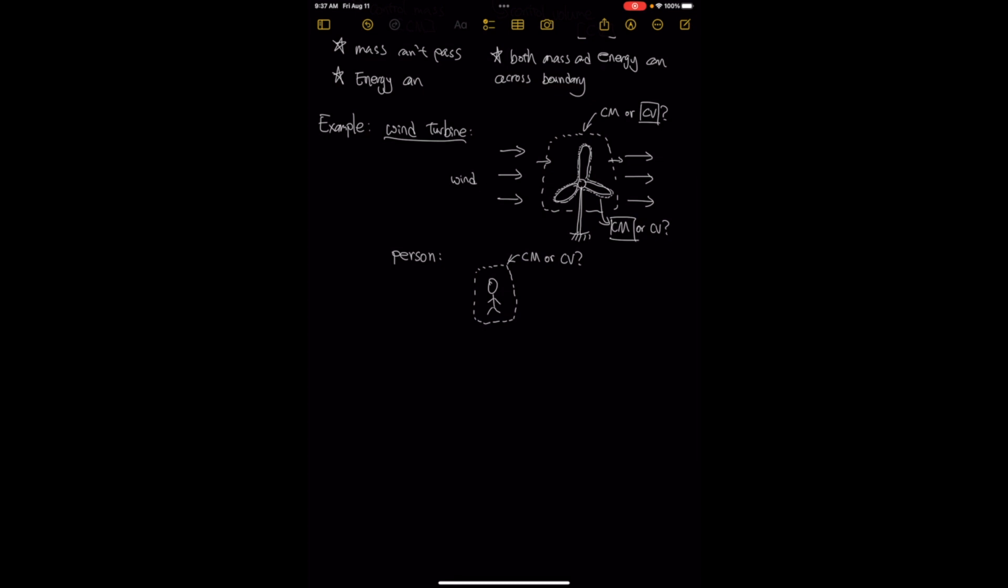So for a human being to survive, right, we need food, and also we need air. Okay, and then what comes out is waste, right? And also there will be energy flowing out, right? Because our human body will radiate heat, right? So in this case, we know food and air has certain mass that comes into the boundary, so we know it's definitely control volume, right?